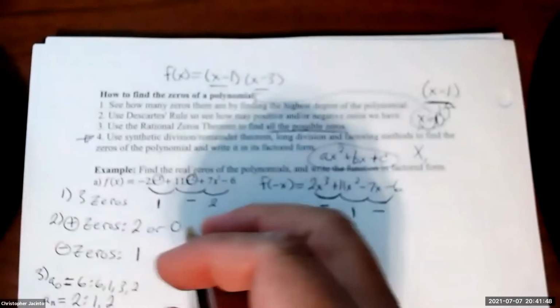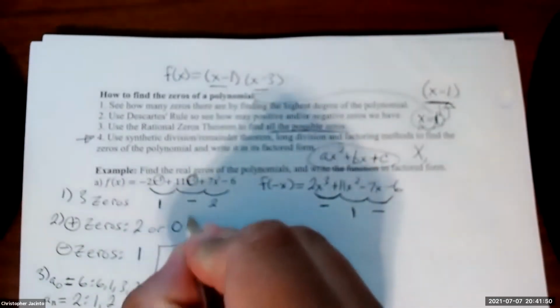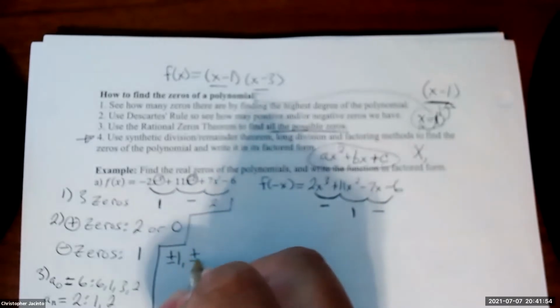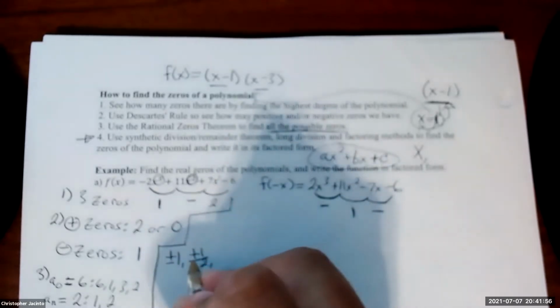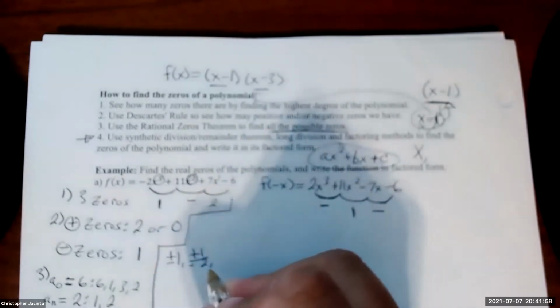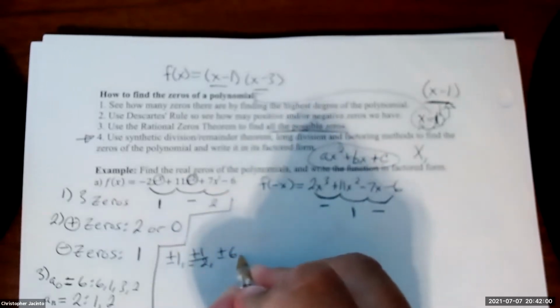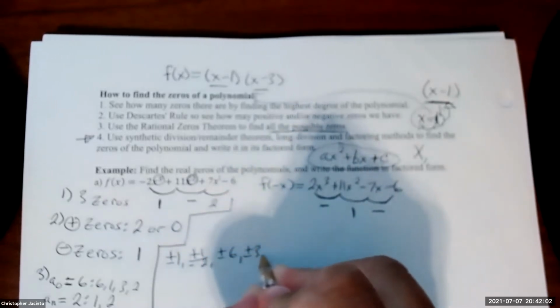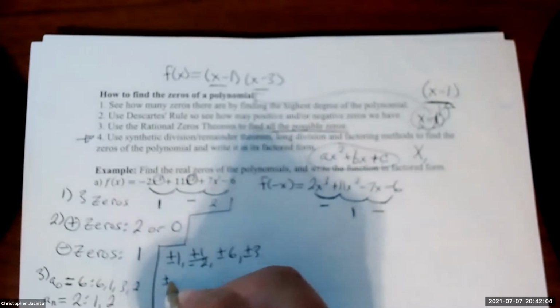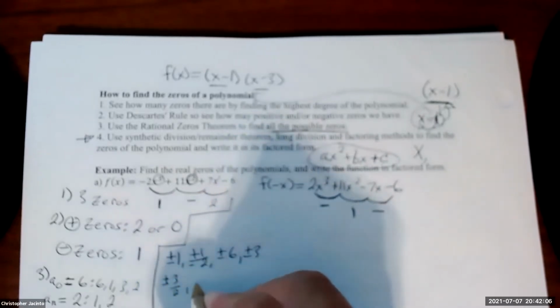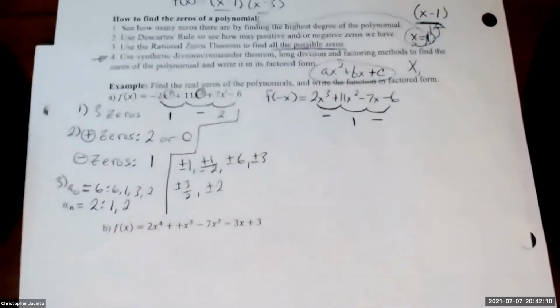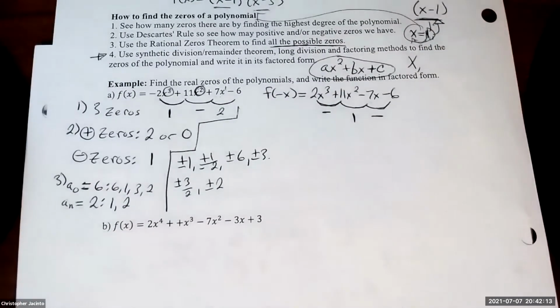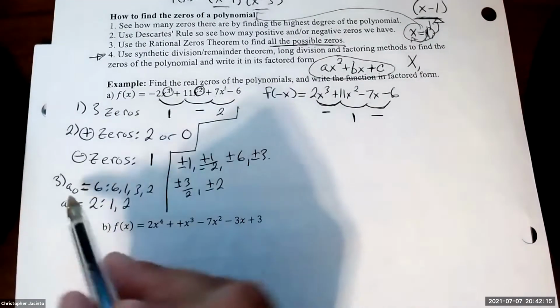So all possible zeros are going to be plus or minus 1, plus or minus 1/2, plus or minus 6, plus or minus 3, plus or minus 3/2, and plus or minus 2. So that's step 3.